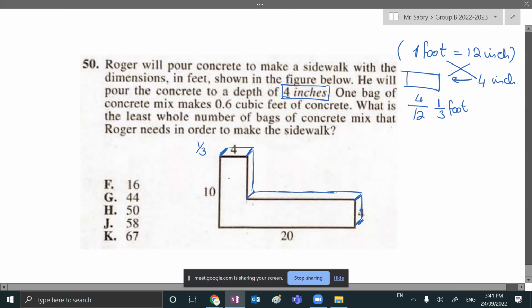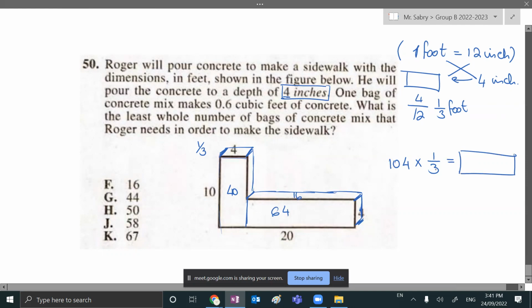So then how do I get the volume? It's the area of the base multiplied by the height, right? So I'll get the area of this shape, which is mainly 4 times 10. This one is 40, and then here it will become 4 times 16, which is this side here. 4 times 16 is 64. So the area of the base will be 104 multiplied by the height, which is 1/3. That should get me the volume of the whole shape.